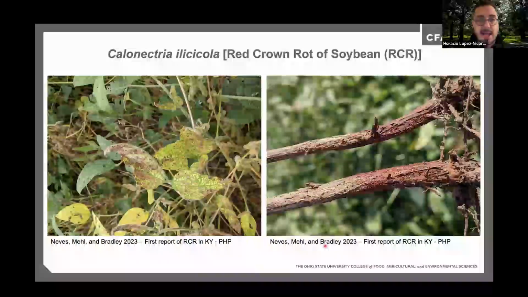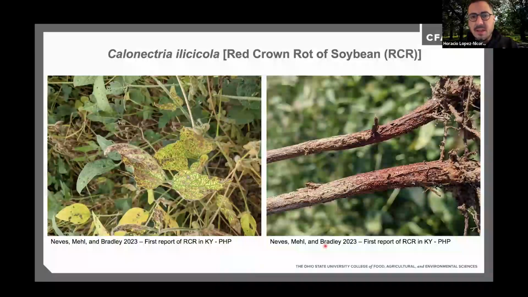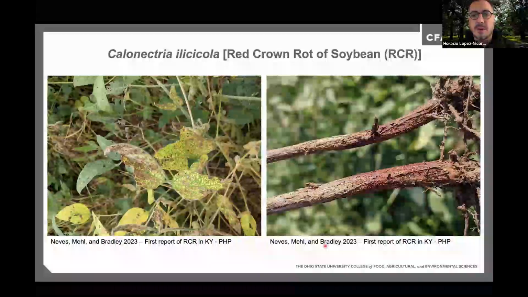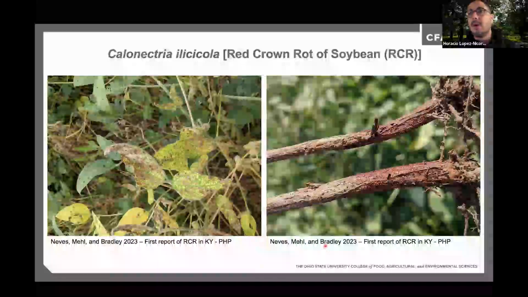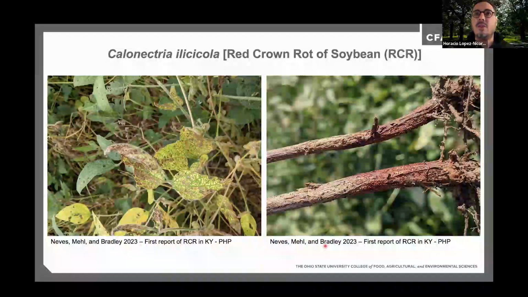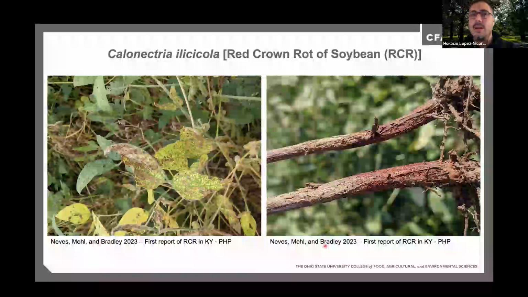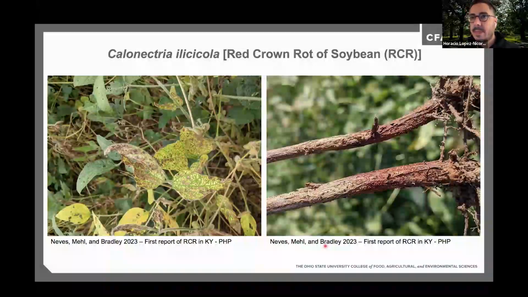Okay, with that, and in my last 10 minutes, maybe, Ryan will keep me on track here. We'll talk about red crown rot, an emerging pathogen in the Midwest right now. What does that mean? Well, it's been around since the 70s in the US, in the southeastern United States, killing peanuts. But recently, in 2018, it showed up in the Midwest where we plant soybean, and it's causing a lot of damage to soybean. It can cause a lot of damage to legumes in general, okay?